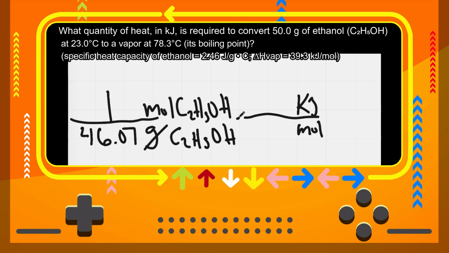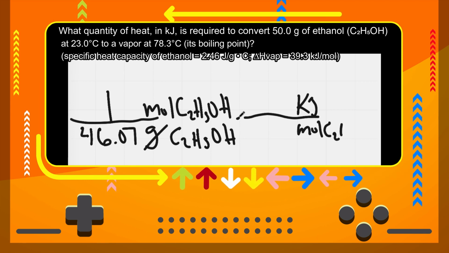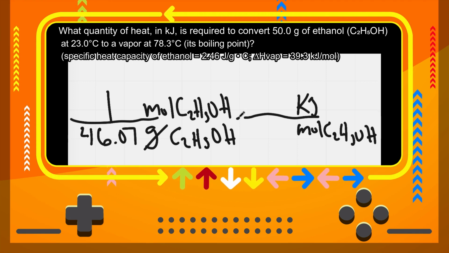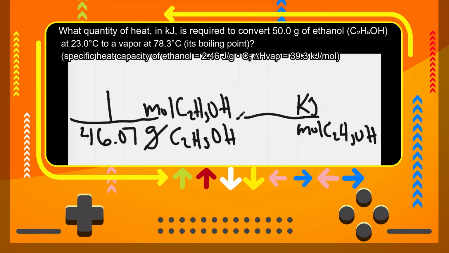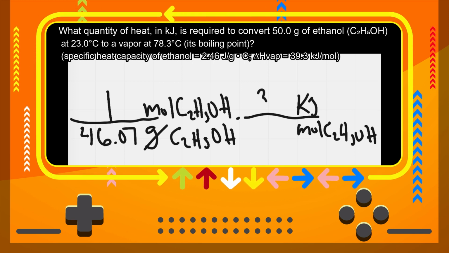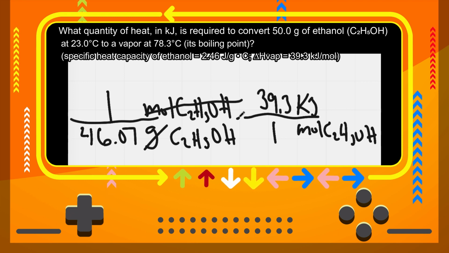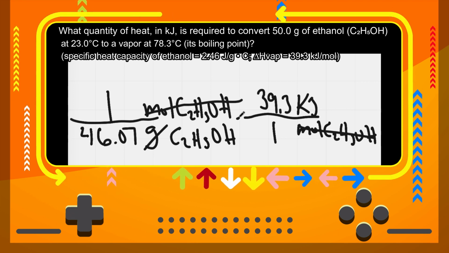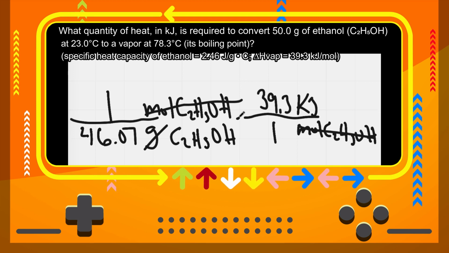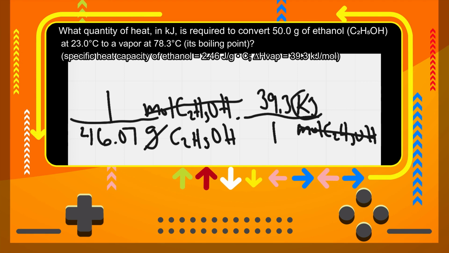And if we're talking about ethanol here, right, C2H5OH kilojoules. So we know that that's going to be ethanol right here. And then we mentioned that the enthalpy of vaporization for this one is 39.3 kilojoules per mole. And what we see here happening is the moles cancel out, and then we're left with kilojoules, right? So all these units are canceling out to what we're left with, kilojoules.